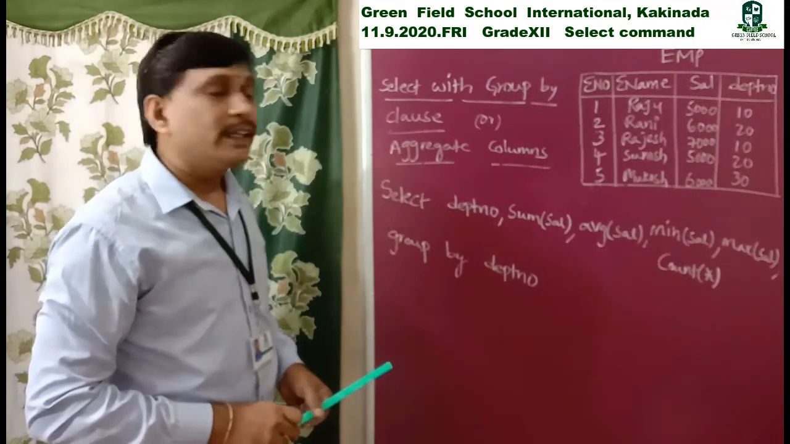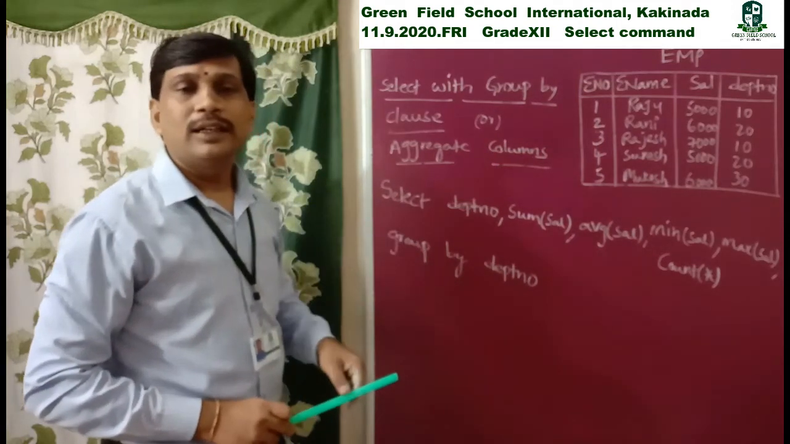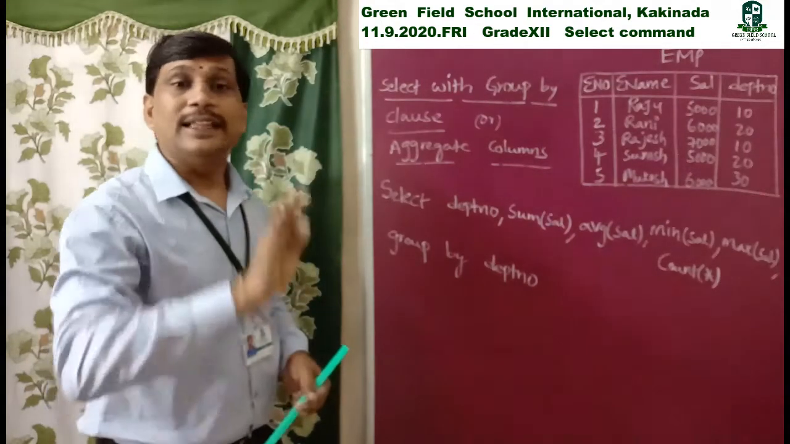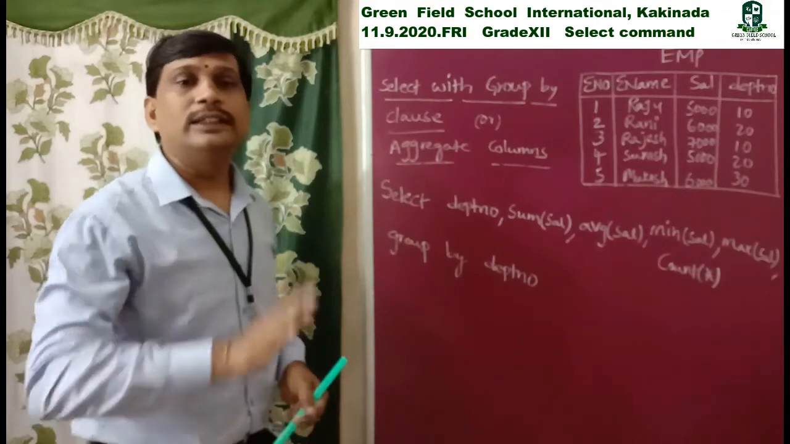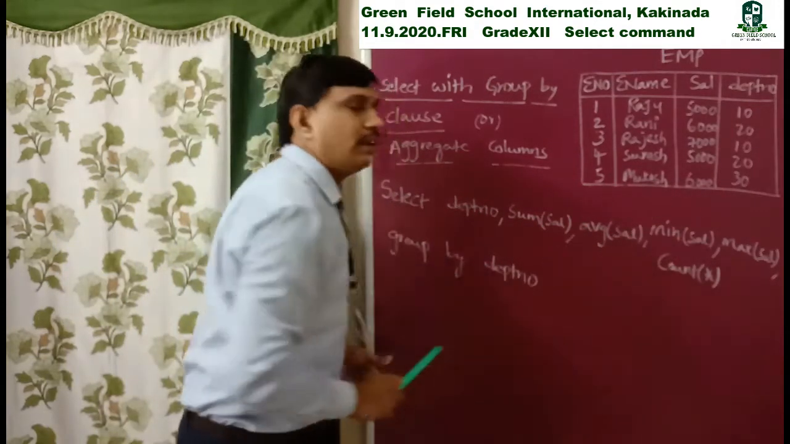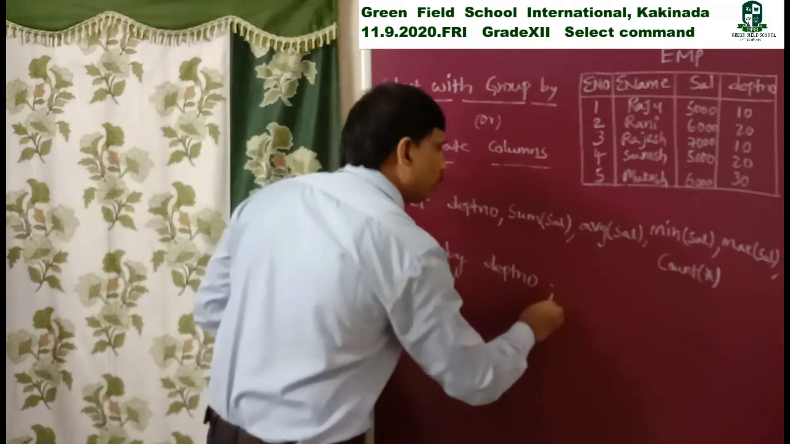So how many different departments are there in our table? 3 different departments, 10, 20, 30. That's why the entire single table can be divided into 3 parts. Then I calculate all these values. So this is the concept of grouping column.